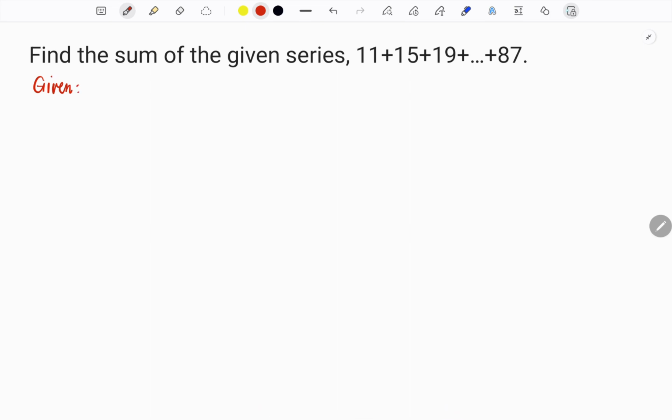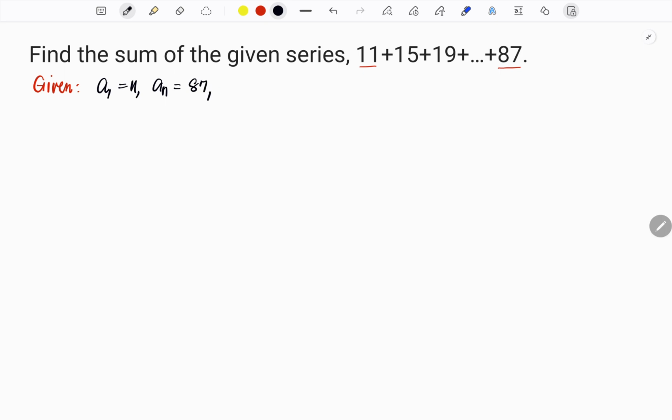The first thing we should do in solving a problem like this is to identify first the given. So let's write here, given. And obviously from the given sequence, it's quite obvious that 11 is our a sub 1, and then our a sub n, which is the last term, is 87.